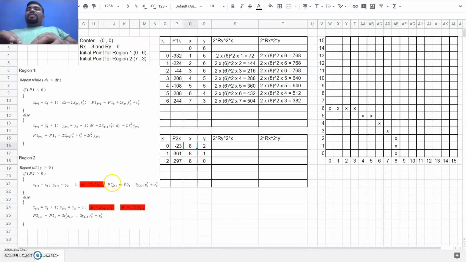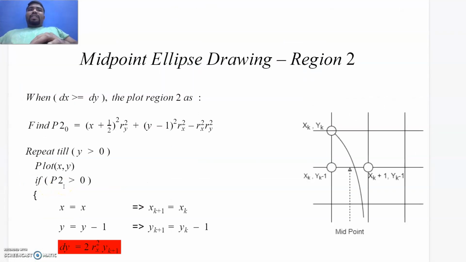So next P2 k plus 1 is computed using what? X plus 1 and y plus 1, that is 8 comma 2. When we do that, we get the value as 361. When we get the value as 361, we know it is greater than 0. Again, what we need to do? As it is greater than 0, that means the midpoint is lying outside.